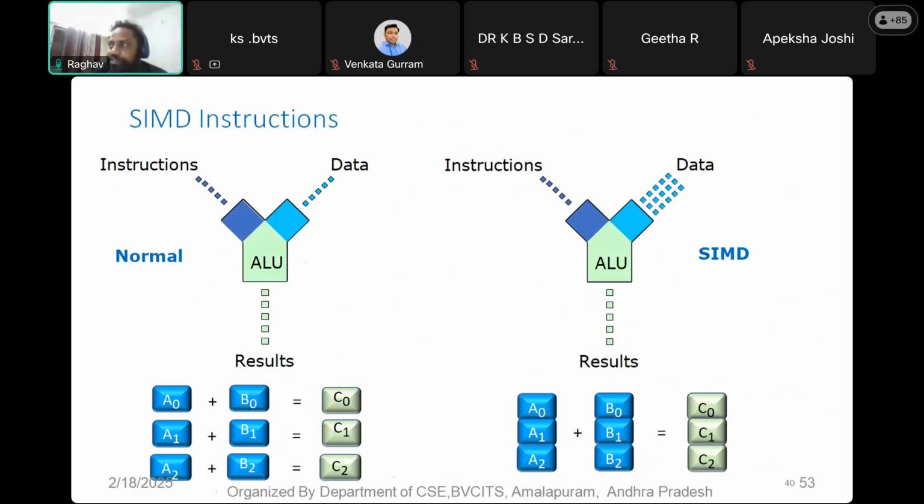So, three executions. Now on the right, what you can see is one single instruction and three data sets, resulting in one single instruction and three data executions at the same time. So instead of three iterations, we are seeing only one instruction causing the three executions, right? Which essentially means that the efficiency is increased by threefold. So this is what SIMD is meant for.